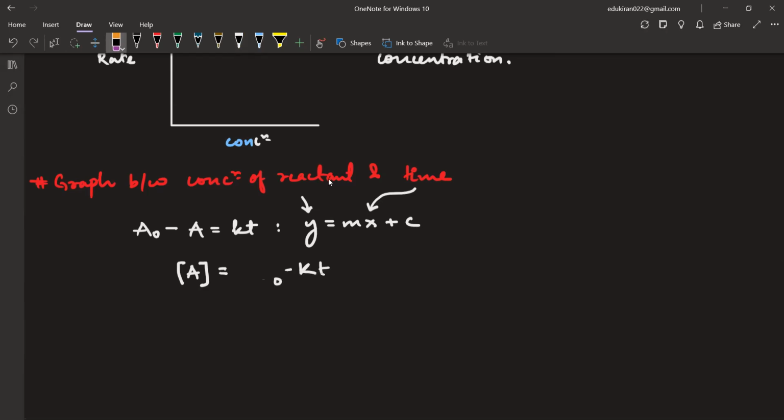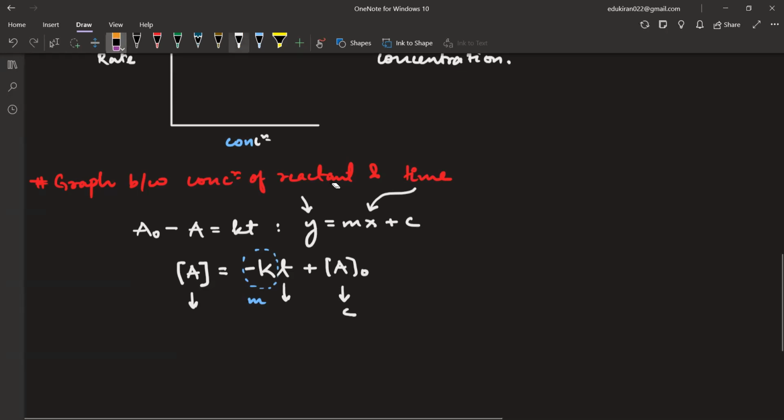Or I can write it like this: A is equal to minus Kt plus A naught. So minus K is your m, t is x, and A is y, and A naught is the intercept. Sorry, I wrote it the other way around. So Y is the concentration of A, and this is X, the time.